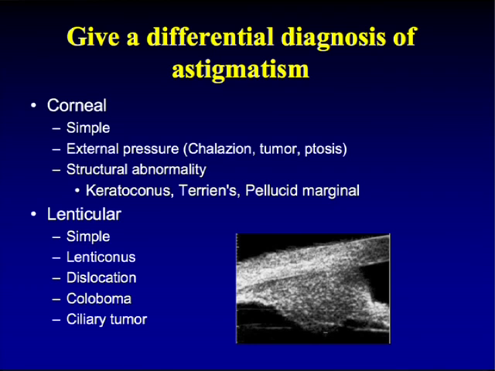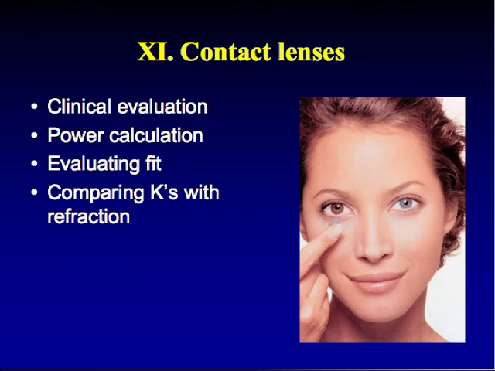That's a ciliary tumor that can push on the lens and cause acquired astigmatism. So that's differential diagnosis for refractive error. Now we want to talk about correcting refractive error through contact lenses, refractive surgery, and intraocular lenses.